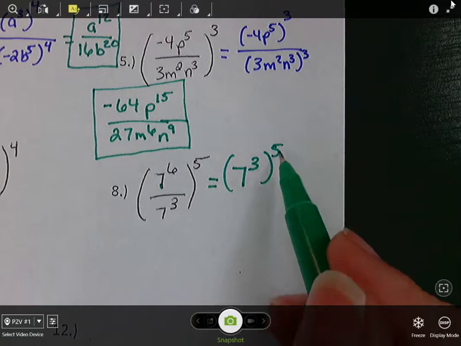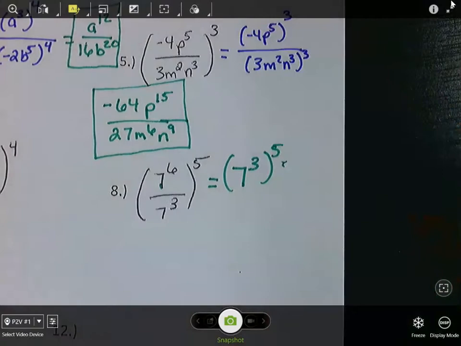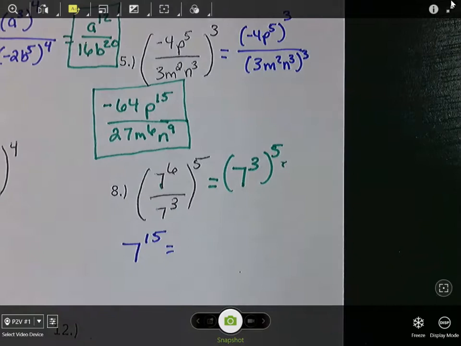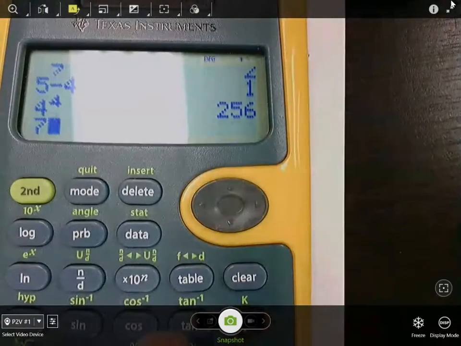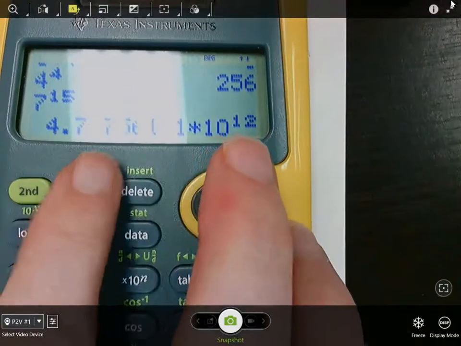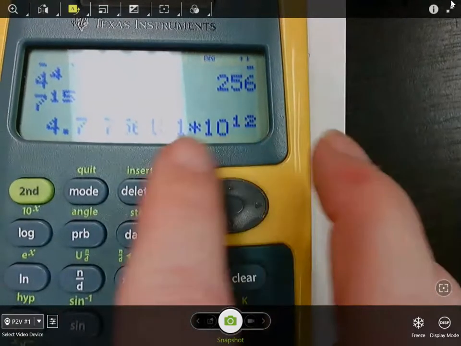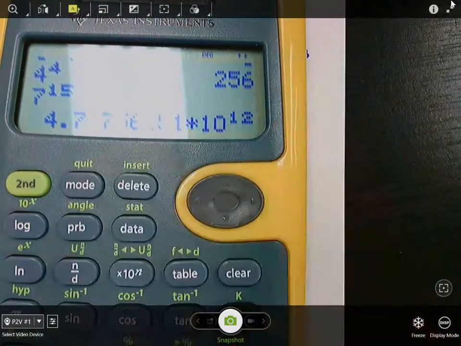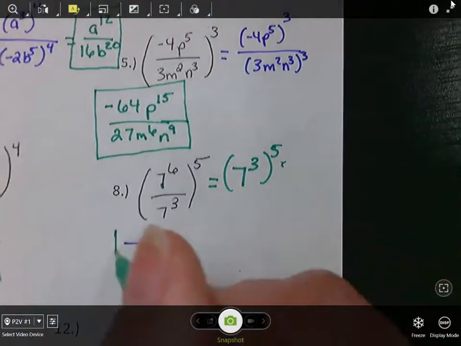And if I do 3 times 5, that's 15. So that's 7 to the 15th. That's a lot of numbers. Now, once you have 7 to the 15th, let's see what that is typed in our calculator. 7 to the power of 15. Wow. 4.74756151 times 10 to the 12th. So what that means is this number had 13 digits in it. That's a lot. Yes, that's a huge number. We're going to leave it at 7 to the 15th power.